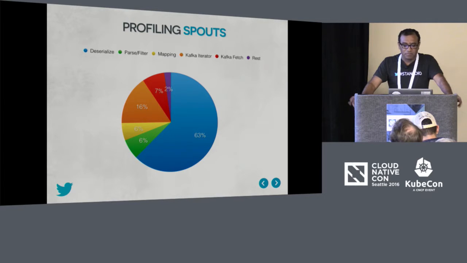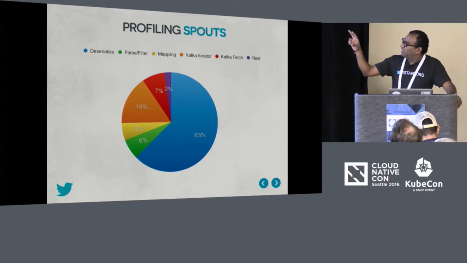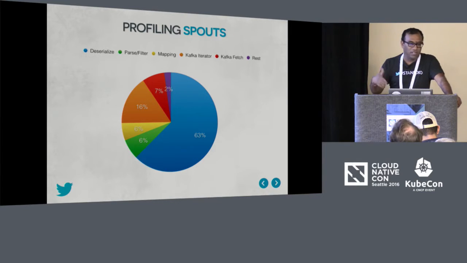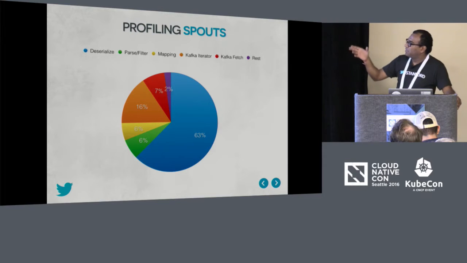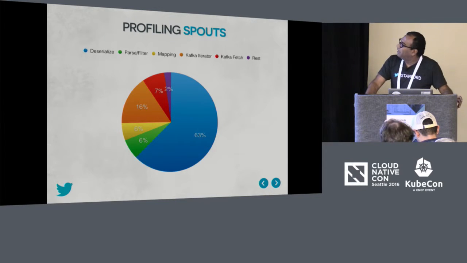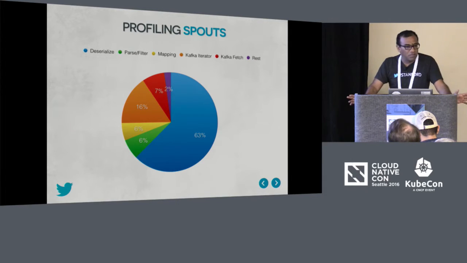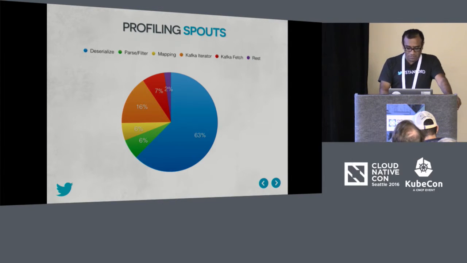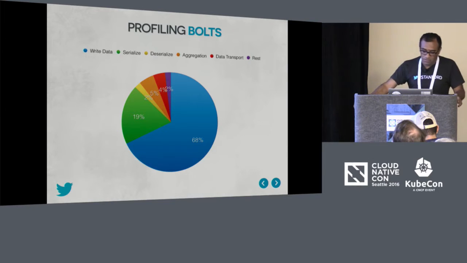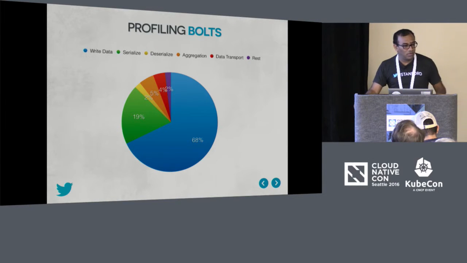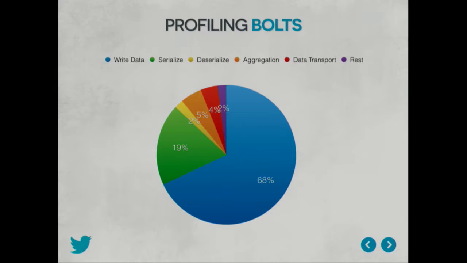The next aspect is getting the data out of Kafka itself, which took another 25% of the time because of the way they have written their iterators and all the various things. And of course, the parse and filtering, which is the user logic and the mapping and a few things, are not that much actually. Then we broke down the bolts also, even though bolts don't have much of the overall usage. And again, writing data into an external system like Redis took more cost than anything else.